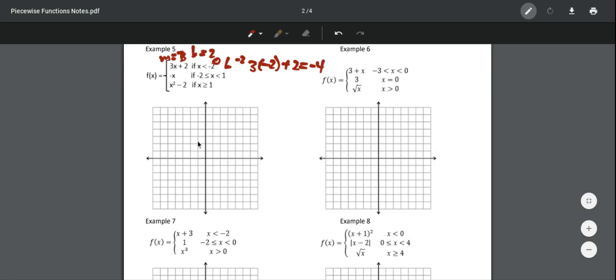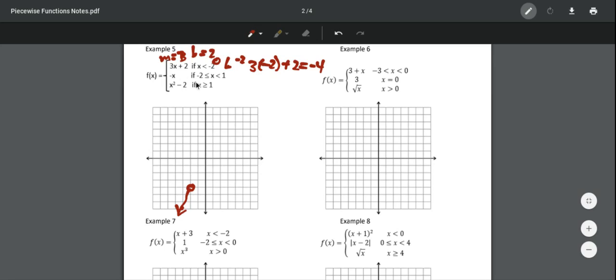So that tells me at x equals -2, I get the y value of -4, and that's an open circle there. And then I can use this slope of 3 to go up 3 and over 1, and that would be the line right there.